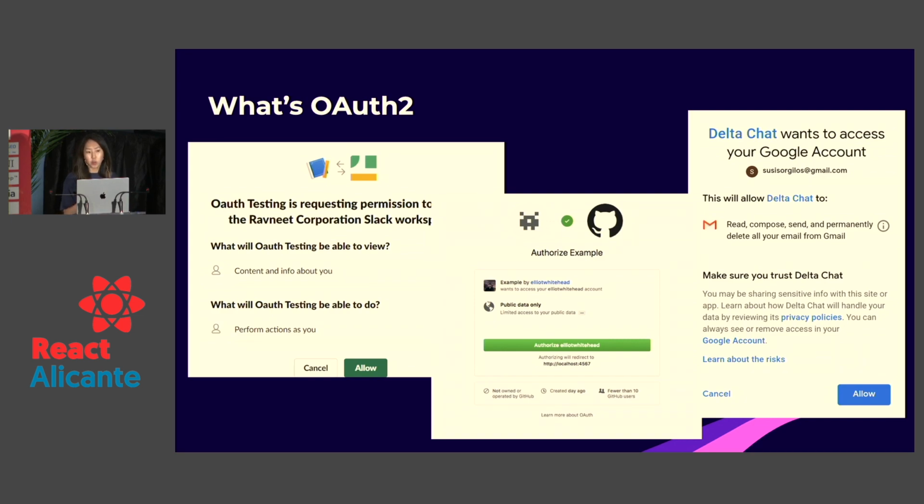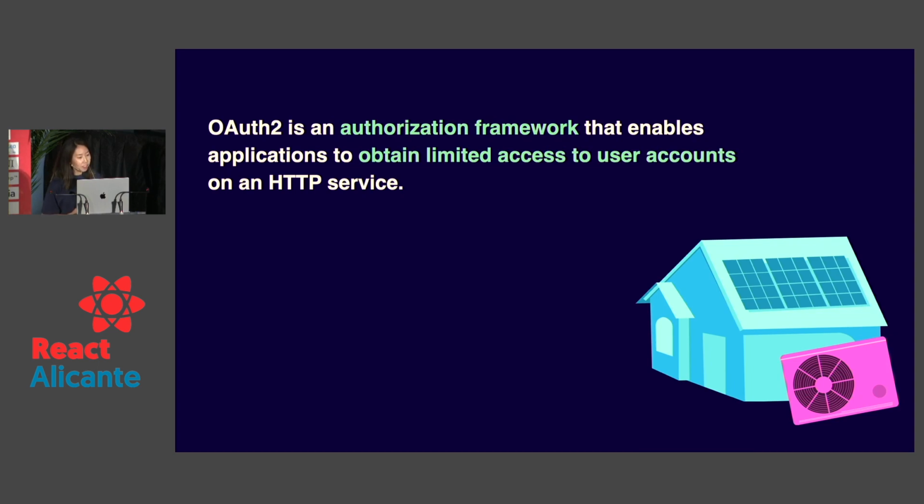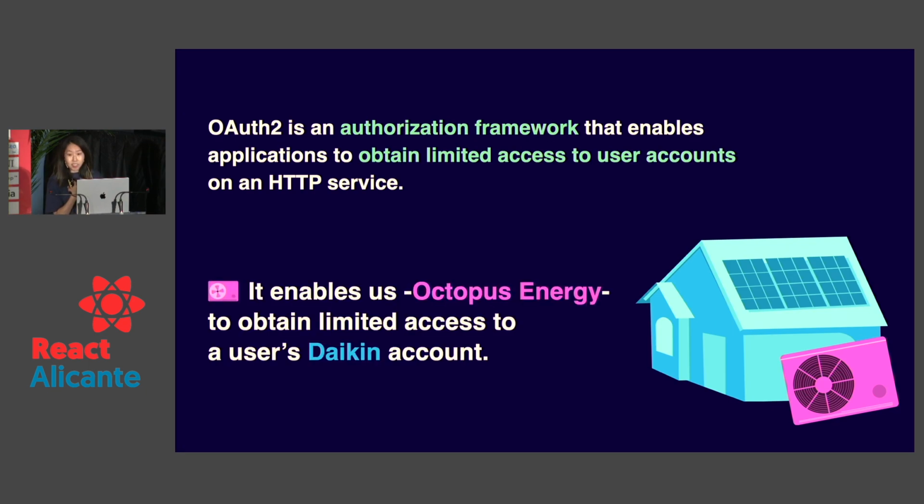So I'm going to be giving you the documented definition first and then interpret what that means for this specific project. OAuth2 is an authorization framework that enables applications to obtain limited access to user accounts on an HTTP service. All you need to understand from this one mouthful sentence is that it enables us, Octopus Energy, to obtain limited access to users' Daikin accounts.